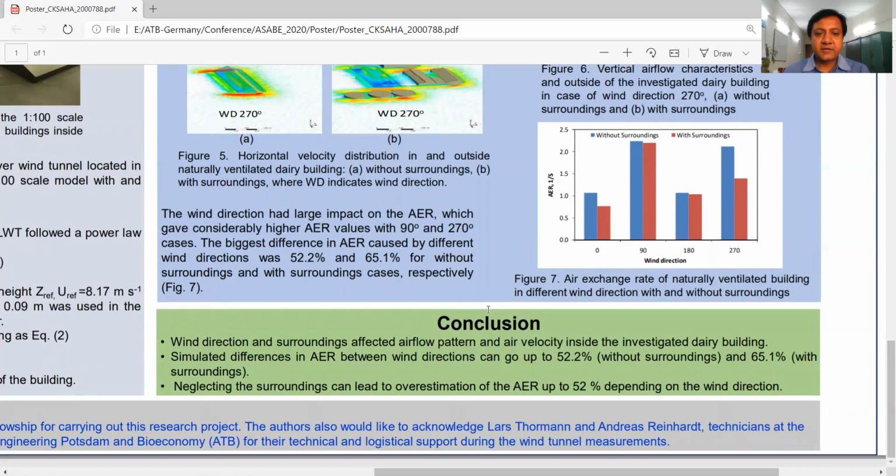In conclusion, we can say that wind direction and surroundings affected airflow pattern and air velocity inside the investigated dairy building. The simulated difference in air exchange rate between wind directions can go up to 52.2% without surroundings and 65.1% with surroundings. And neglecting the surroundings can lead to overestimation of the air exchange rate up to 52%, depending on the wind direction.